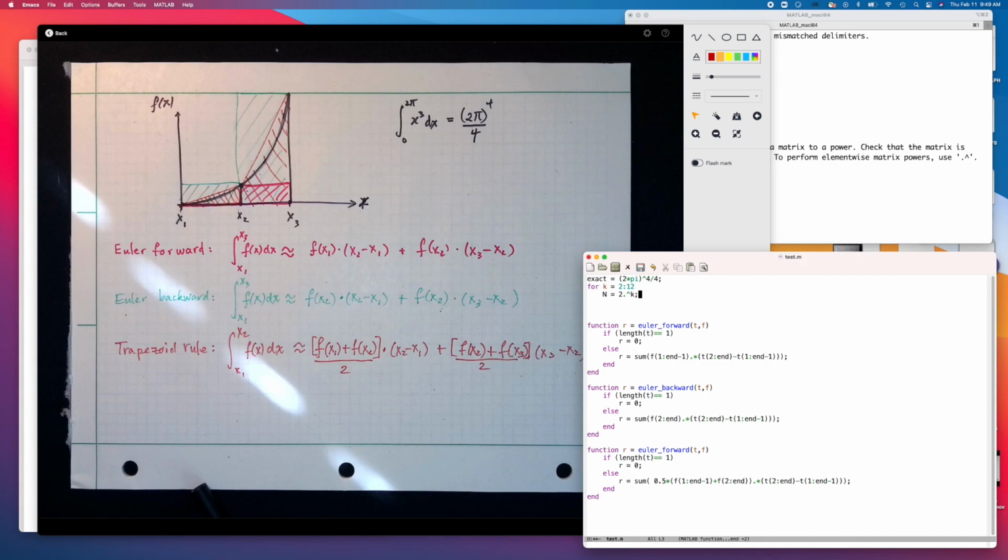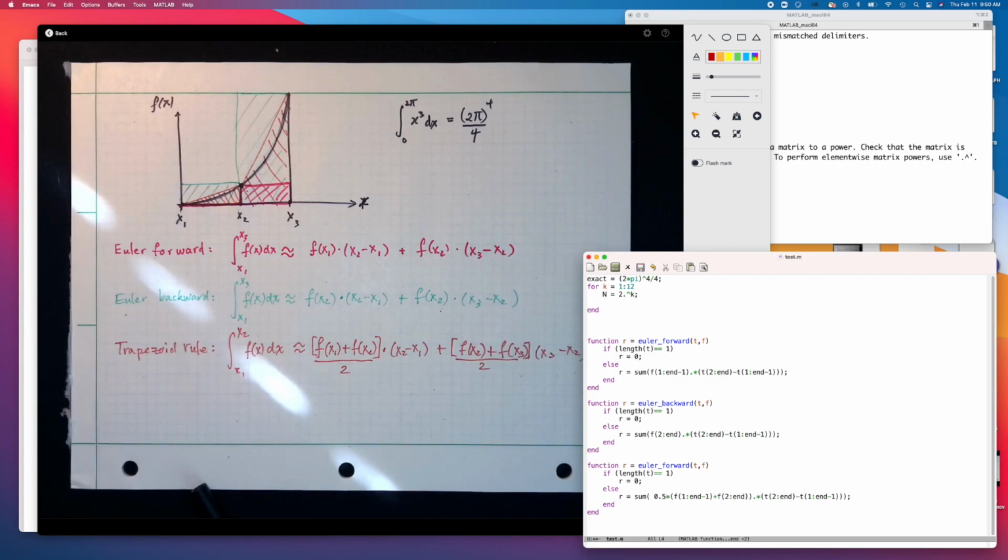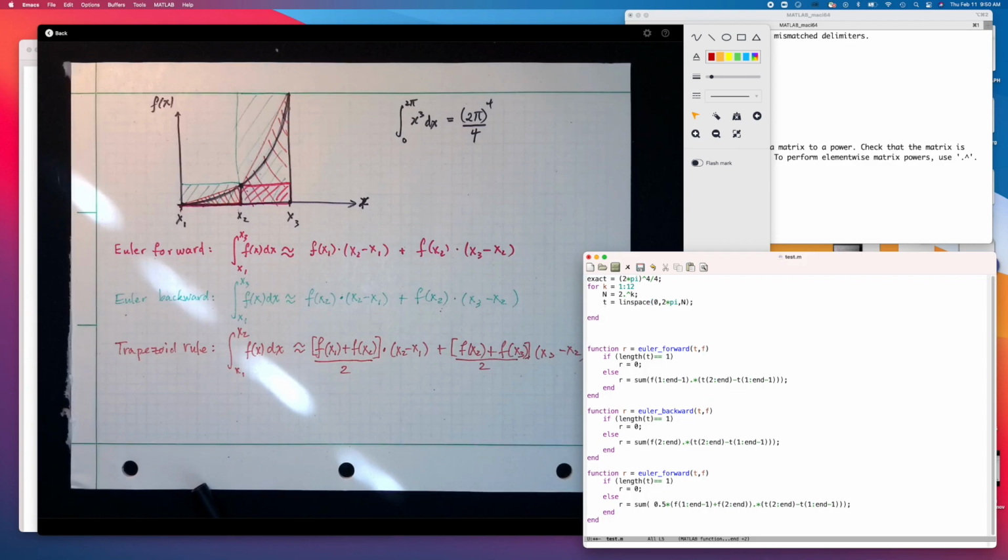So the first time, 2 points, because, oh, I need to start at 1. Yeah, so the first time k is 1, n is 2, the second time k is 2, n is 4, then k is 3, n is 8, and so on. And then I define my points. T is equal to linspace from 0 to 2 pi by n. So I'll define n t points.